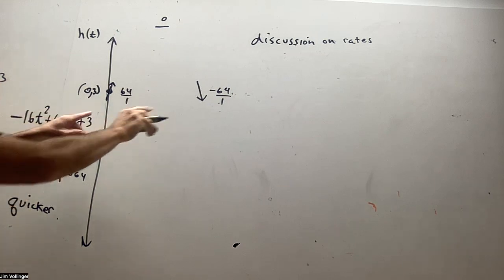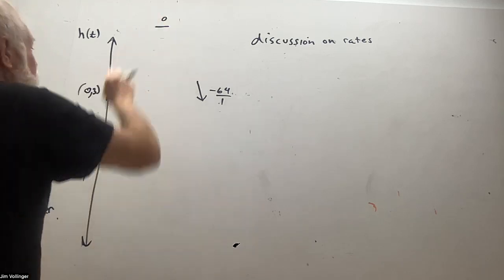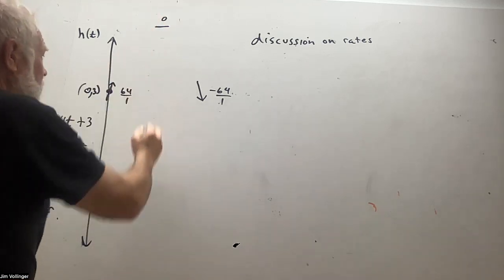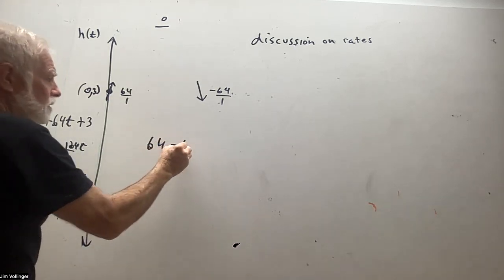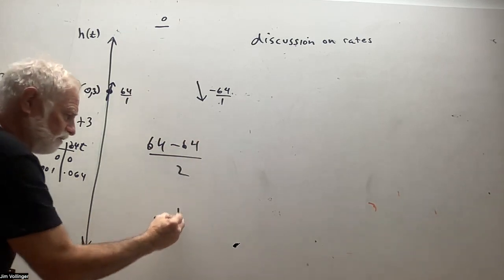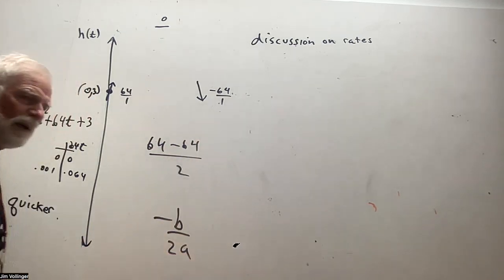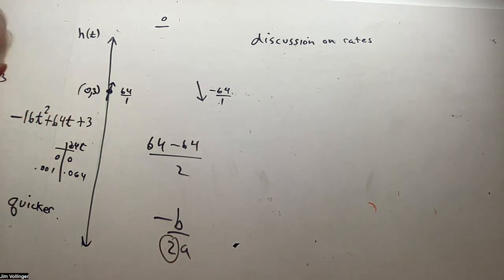Well, that's the average. And the average of these things is 0, right? So there's some number in between. And how do you get an average? You divide by 2. Oh, I hope minus b over 2a is starting to pop in your head because there's a division by 2.